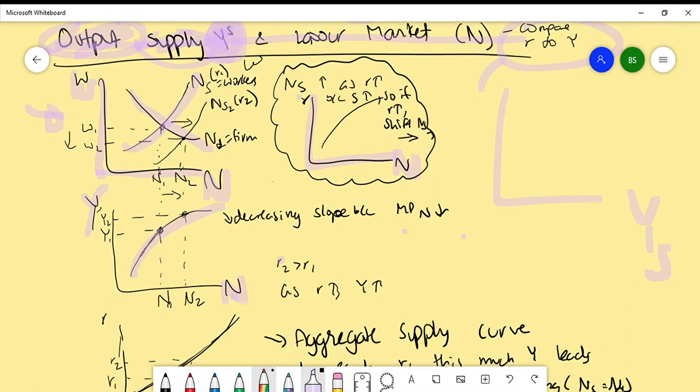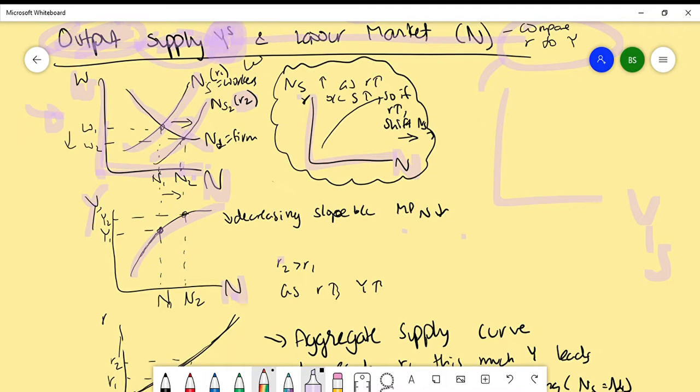In this curve over here, we see that if I get a new rate, R2, which is greater than R1, I'm going to shift my whole labor supply curve to the right, because I'll want to work more, since there's a lower wage and higher labor income. And we're just going to show that.